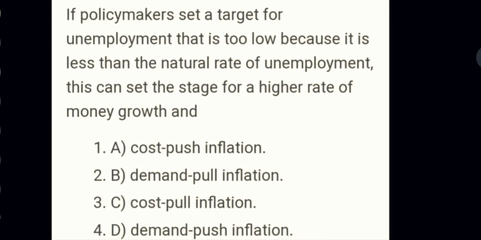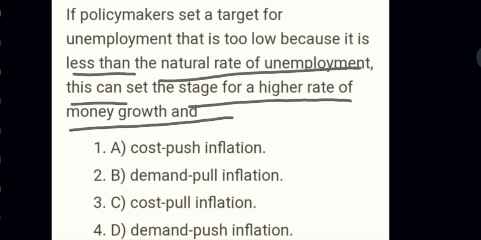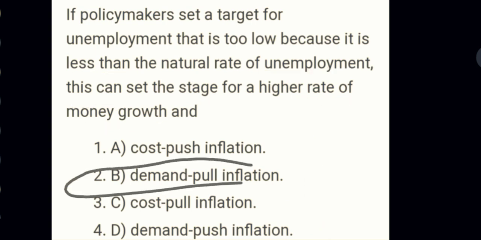Coming to the last, rather, this is the last question. If policymakers set a target for unemployment that is too low because it is less than the national rate of unemployment, this can set the stage for higher rate of money growth. And so by this very fact, what will happen? First is the cost pull inflation, second is demand pull inflation, third one is cost push inflation, and D one is demand push inflation. So the correct option to this question is the demand pull inflation.